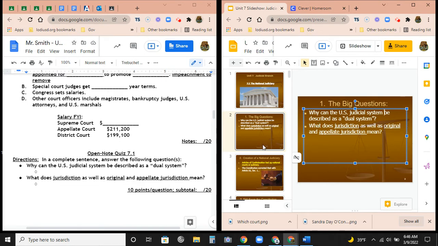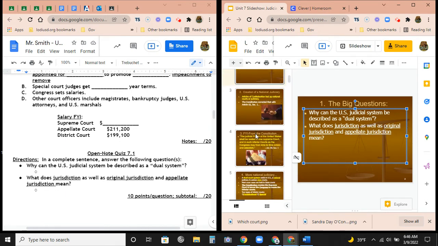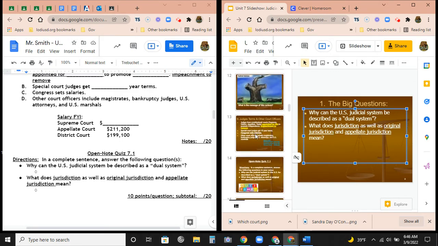What do original jurisdiction and appellate jurisdiction mean? Okay. Jurisdiction means you have the power to hear a case. Original jurisdiction is a reference to original under the Constitution. So yeah, that's what that's about.